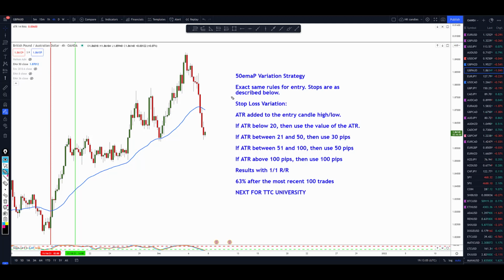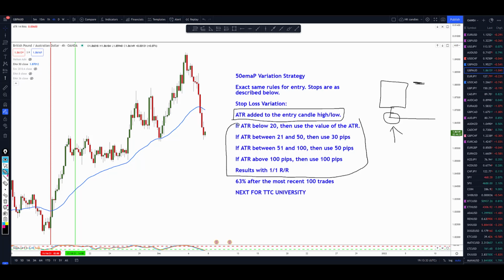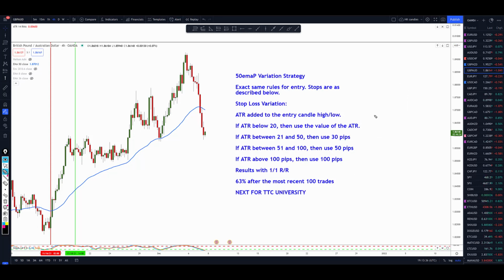Our stop loss itself is actually going to go below and above the high of the entry candle and the low of the entry candle. It's going to go below the low of the entry candle, what I'm drawing out here. Let's imagine this is the entry candle, right? We enter on this candle for the 50 EMAP strategy. Our stop loss, if we're in a buy trade, is going to go below the low by a certain amount of pips. We're going to identify that amount of pips with the equation I have down here. And if we're going short, the exact opposite, our stop loss would be above the high of our entry candle.